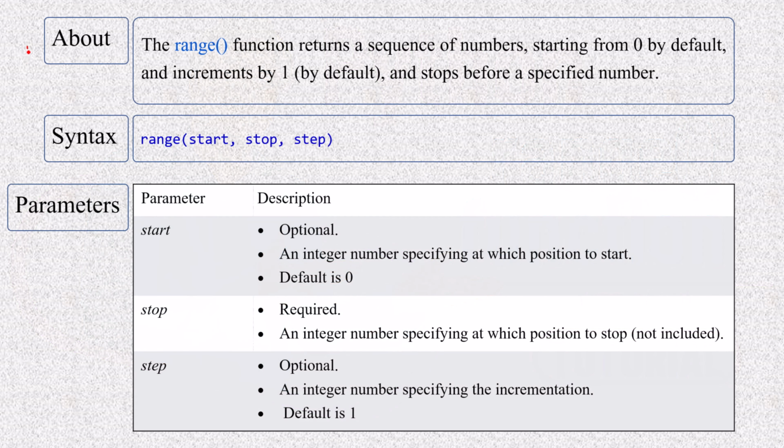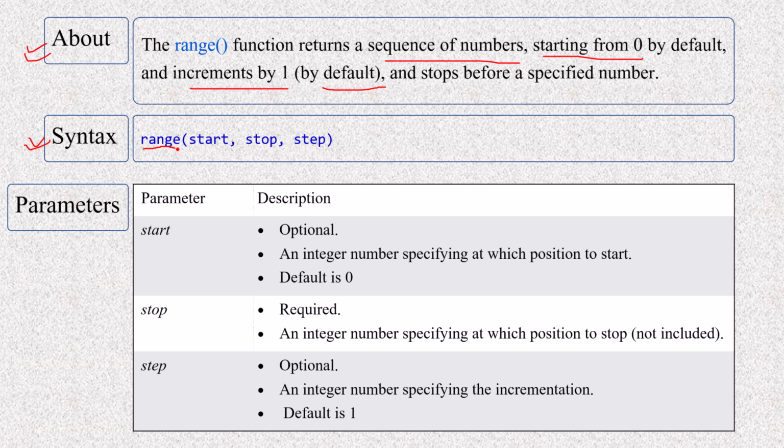First of all, we will learn what the range function is. The range function returns a sequence of numbers starting from 0 by default, and it increments by 1 by default and stops before a specified number. Now we'll see the syntax of the range function.